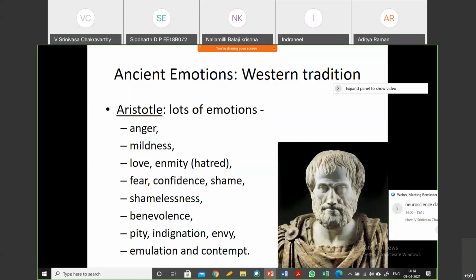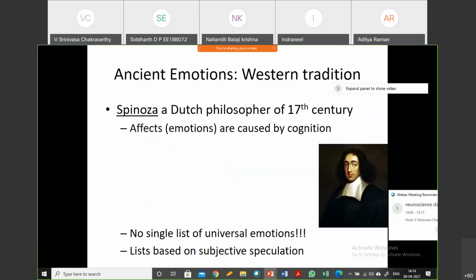Love and enmity, which is the opposite of love, is similar to raga and dvesha. Then fear, confidence, shame, and the opposite of shame, shamelessness. Then benevolence, pity, indignation, envy, emulation and contempt. So, okay, he has given some list, and there's no sanctity to this. You see that the list keeps varying.